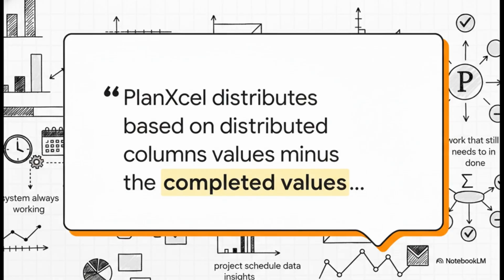The logic behind this is actually pretty brilliant. The system is always looking at the balance of work that still needs to get done. It takes your original plan, subtracts what you've actually completed, and then intelligently redistributes the leftover work over the forecast period. It's always working with what's left.